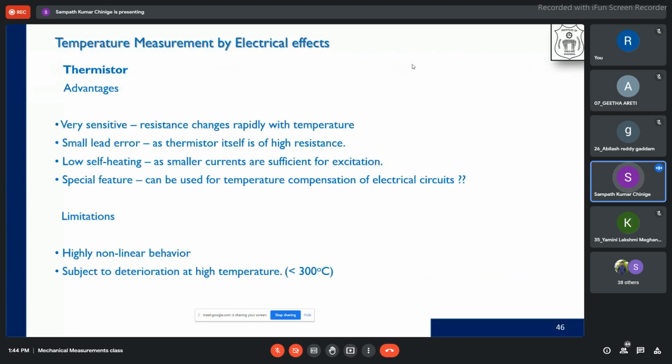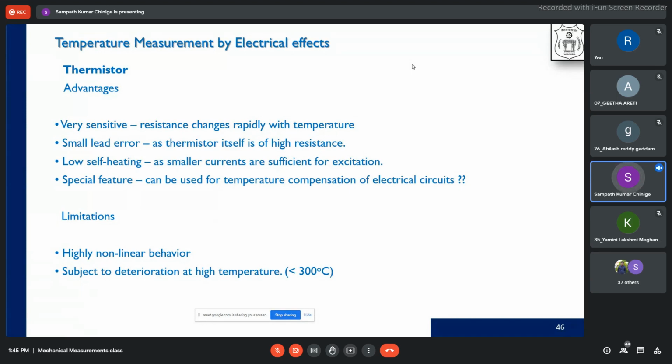So what are the advantages of a thermistor? As we have discussed, it is very, very sensitive. That means for a small change in the input, it gives a better output value. The change in output by input is basically your sensitivity. For a very small change, you can see a bigger change in the output. So its resistance changes very rapidly with temperature. Even for 0.1 degrees centigrade, we have a good amount of change in the resistance. So measurement becomes very easy at very low temperature levels.